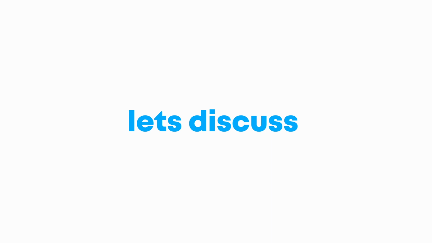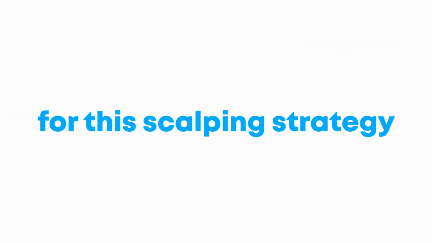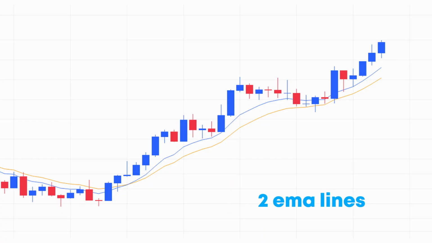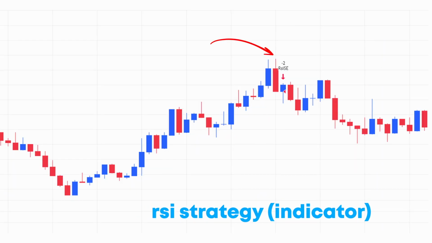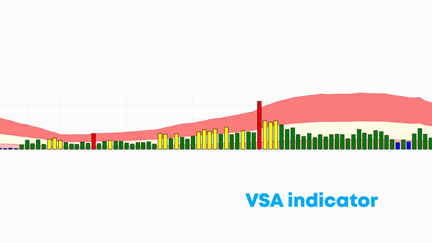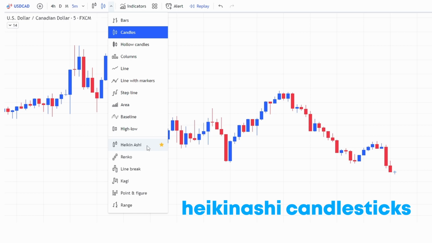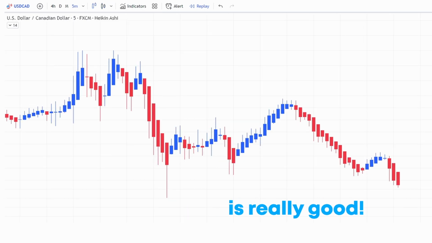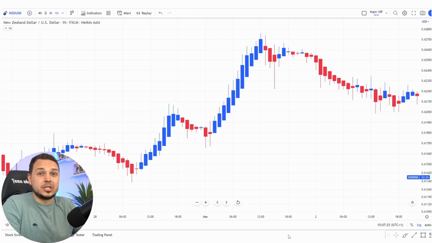Okay, first let's discuss the key indicators we will need for this scalping strategy. We will need two EMA lines, RSI indicator, VSA indicator, and even Heikin Ashi candlesticks. Trust me, this strategy is really good. Now let's examine the Heikin Ashi candlesticks and actually understand how to use them.